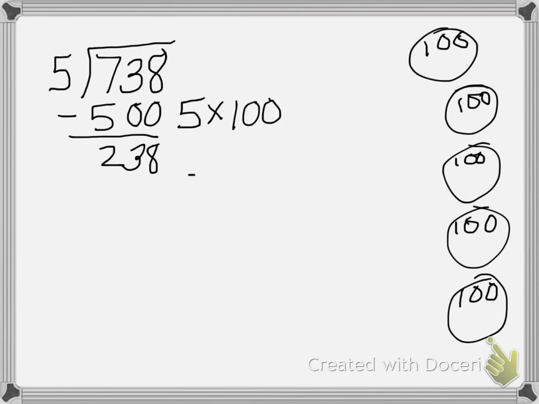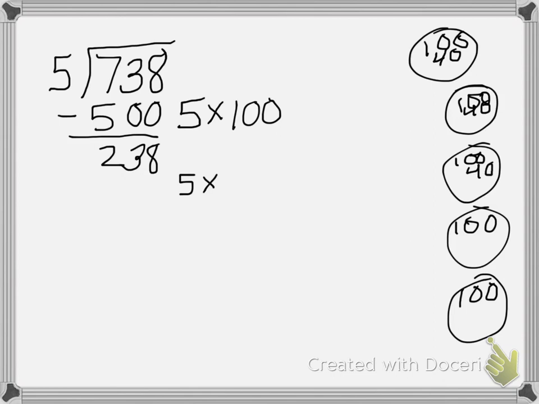So now I'm going to do 5 groups of something. I can't do 100 because I only have 238, and I would need 500 to put 100 in every circle. But how about 50? Well, 5 times 50 is 250. That's still too many. So how about 5 times 40? That will work because 5 times 40 is 200. So I'm putting 40 in each group.